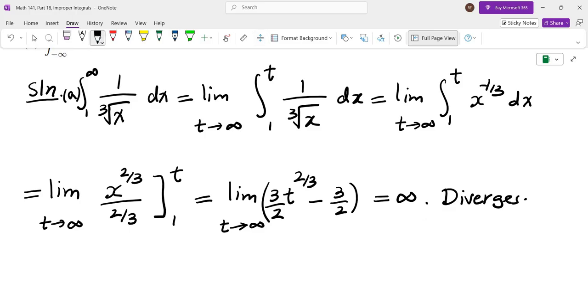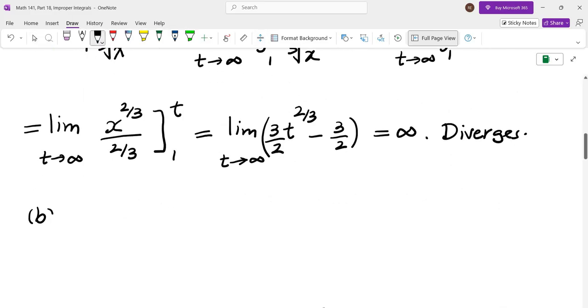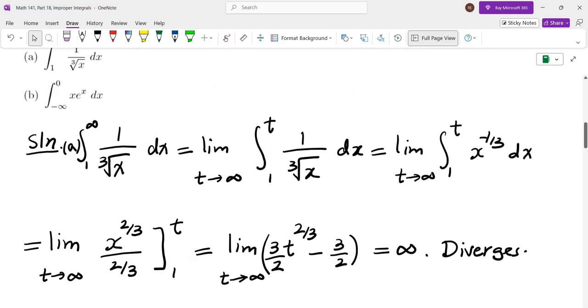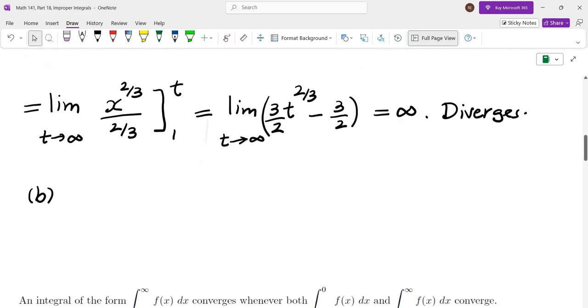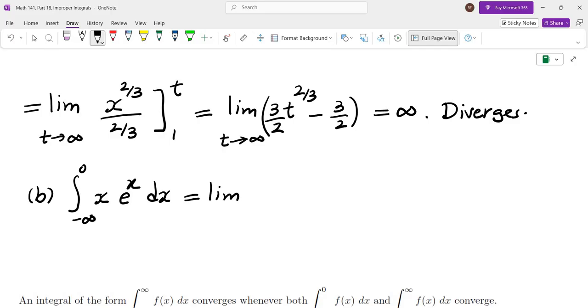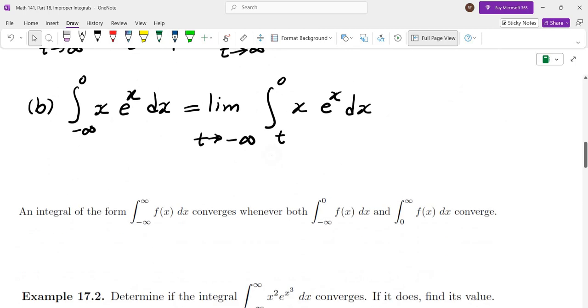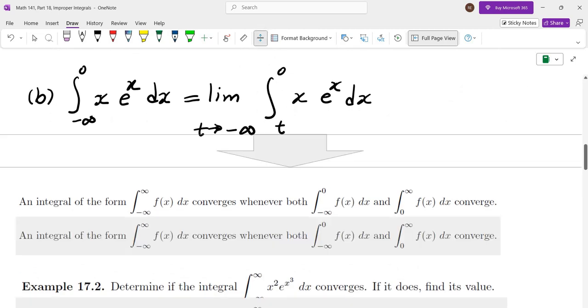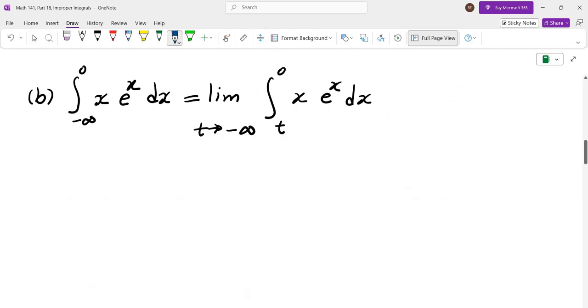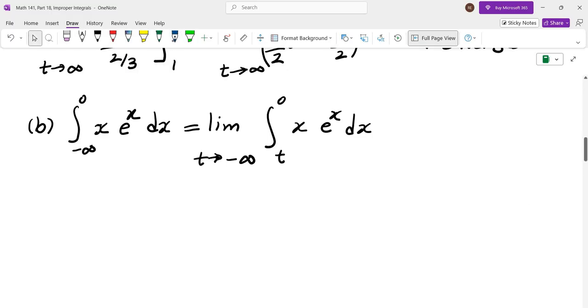Let's see what happens when we do the same thing for the second one. The second one is the integral from negative infinity to 0 of x e to the power of x. So if you look at the integral from negative infinity to 0, x e to the power of x dx, we will have to take the limit as t approaches negative infinity, integral from t to 0, x e to the x dx. How do we integrate x e to the power of x? That is done by integration by parts.